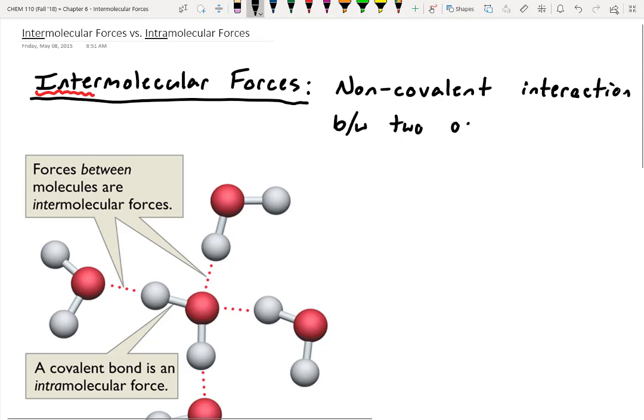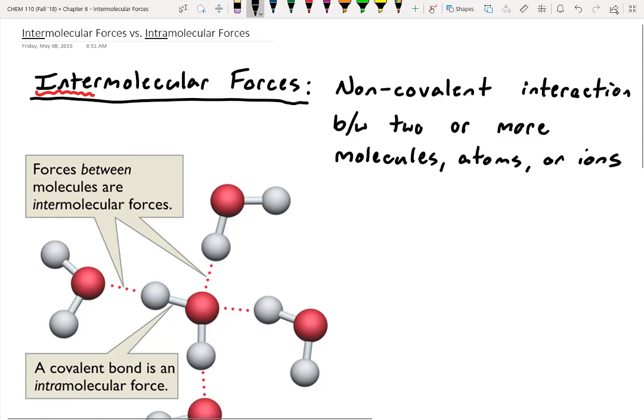Between two or more molecules, atoms, or ions. The key thing, though, is when they interact with one another, they're not forming any bond. They're basically just kind of sticking together for a brief moment.